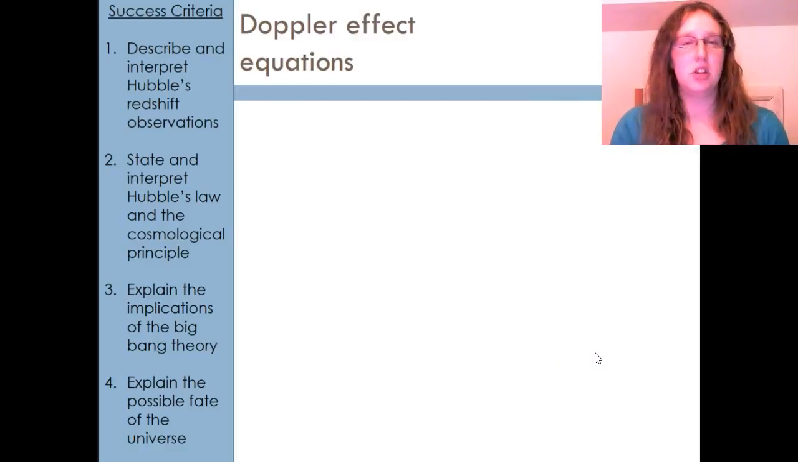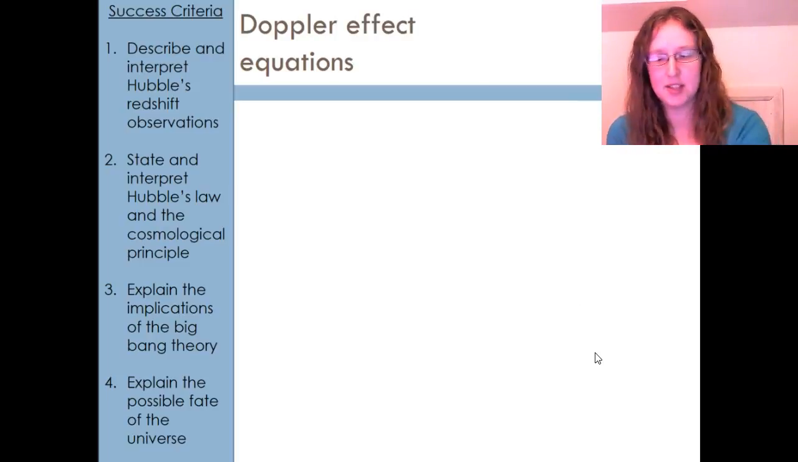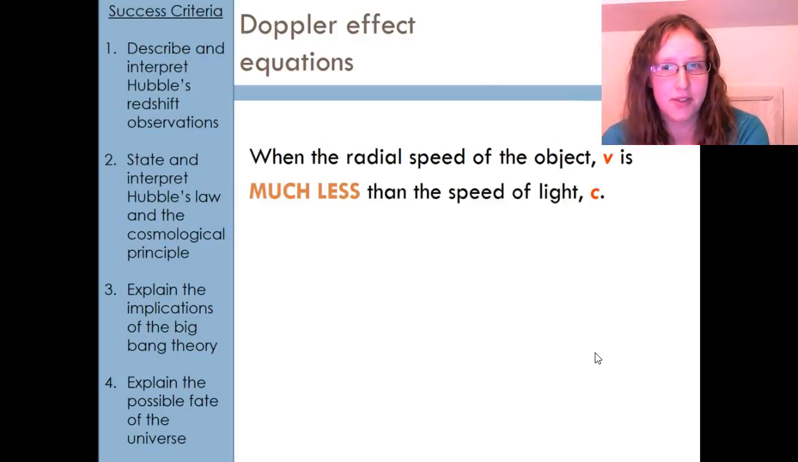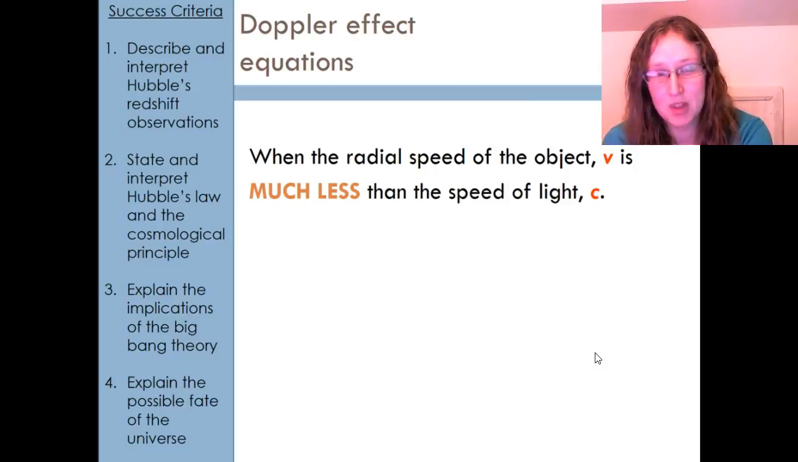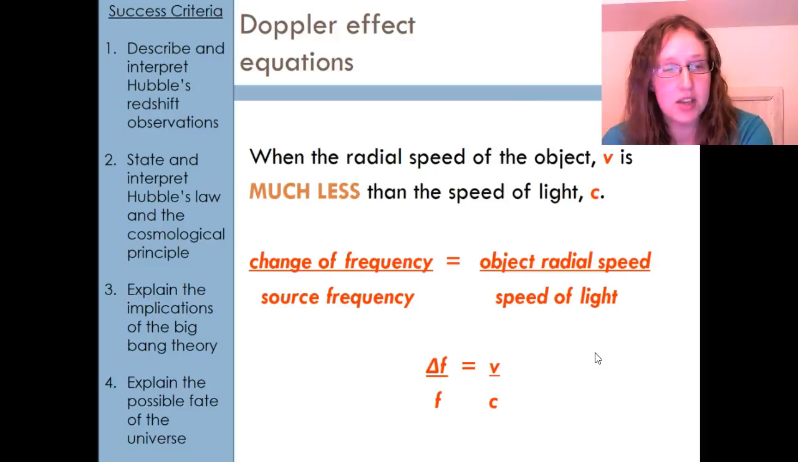But we now need to be able to use the equation for this, and there is an equation. It's called the Doppler effect equation. There is a limit to when you can use this. You can only use this equation if the speed of the object is considerably less than the speed of light, because otherwise we get into all sorts of relativistic issues, so we're not going to worry about those. As long as your radial speed is much less than the speed of light, you can use this. And the equation is just this.